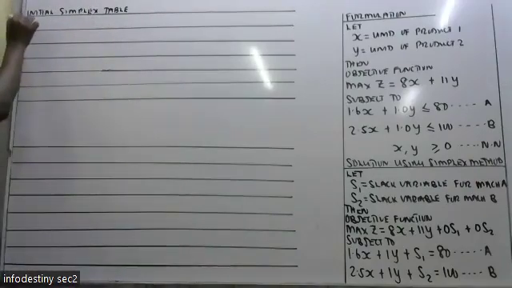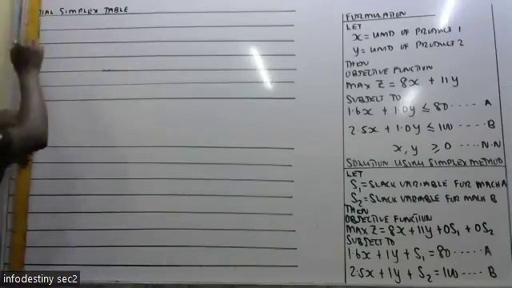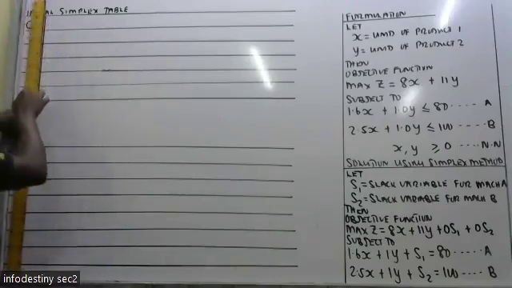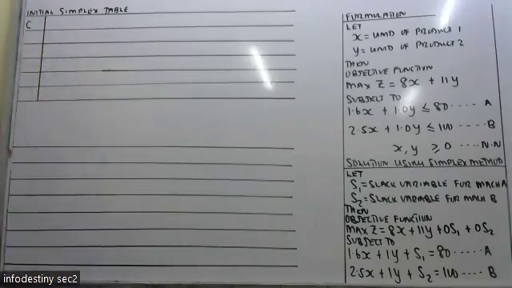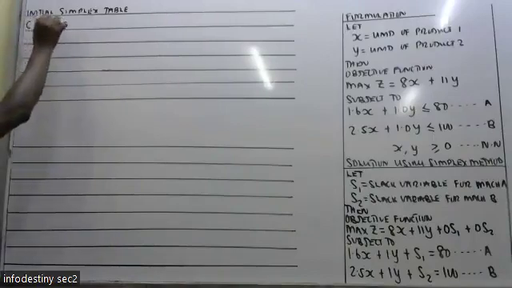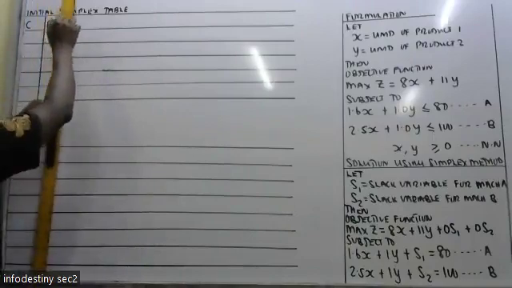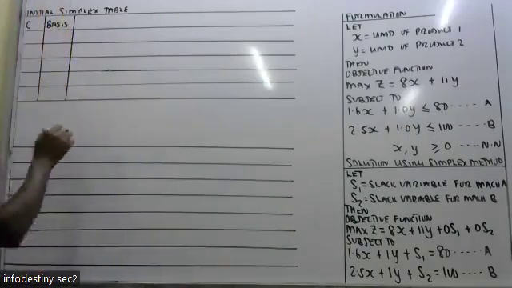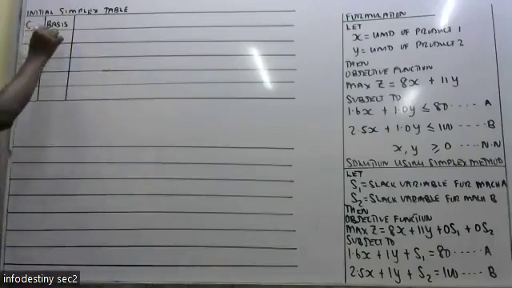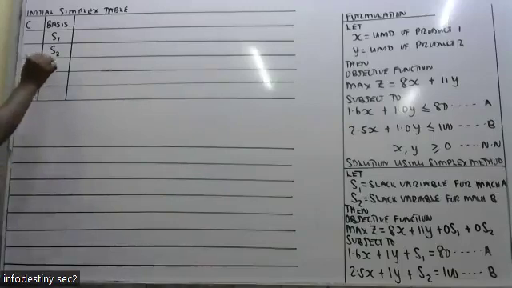Now, in this initial simplex table, we have a column here called C. C will always be there in any table you draw. The second column, which will always be there in any table, is called basis. In the initial table, we bring the slack S1, and then S2. Then we bring another row called CJ, another called ZJ, and another called DJ. These three rows will always be there in any table you draw.